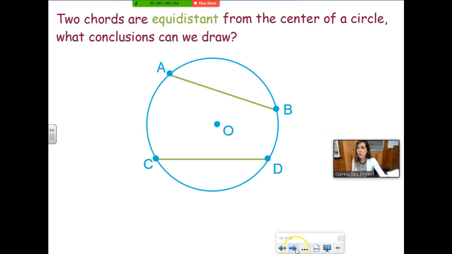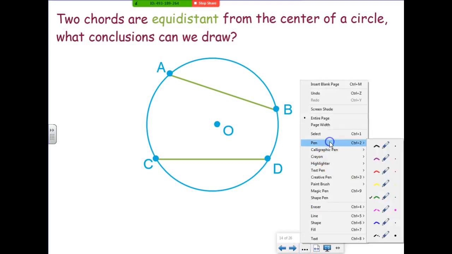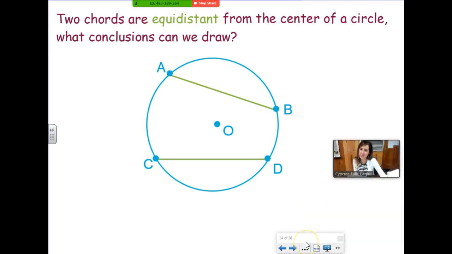Don't write this down. Two chords are equidistant from the center. What does equidistant mean? Equal distance. Same distance, equal distance. Okay. What conclusions can we draw? First of all, how would I show that these are the same distance? How can I show that AB is the same distance from O as CD is? Arc. No, hash mark. Where? Because if I put these, that means the chords are congruent. It doesn't mean they're the same distance from the center, right?